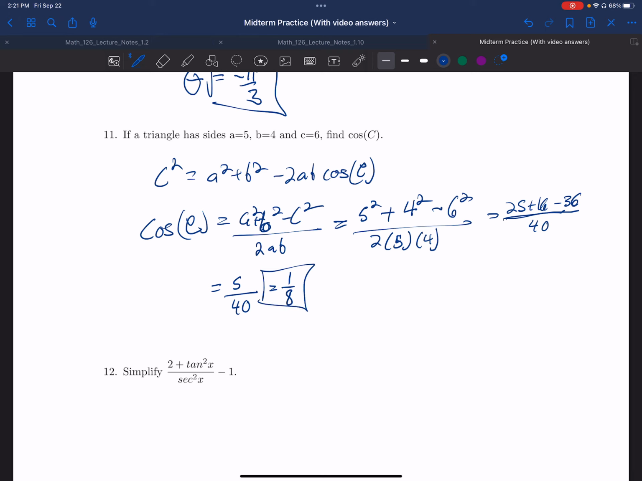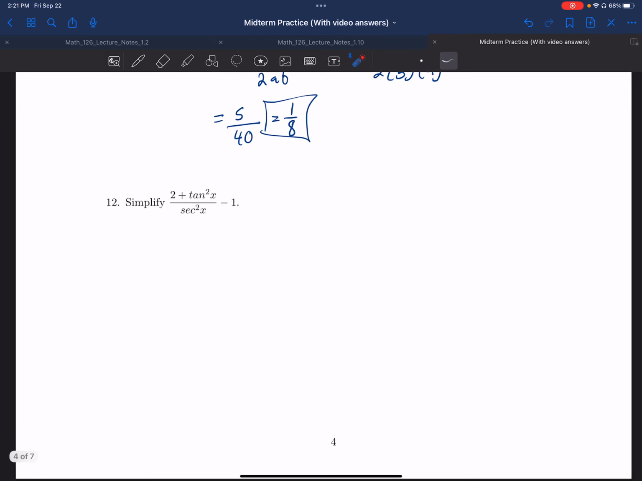If we're going to find what the angle C is, we take the inverse cosine or arc cosine of 1/8, and that would give us the angle. But remember, you need to answer the question that's being asked. What is cosine of C? Cosine of C is 1/8.